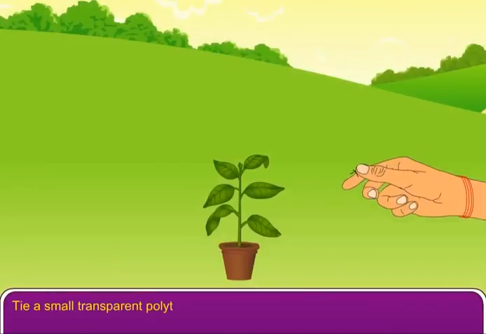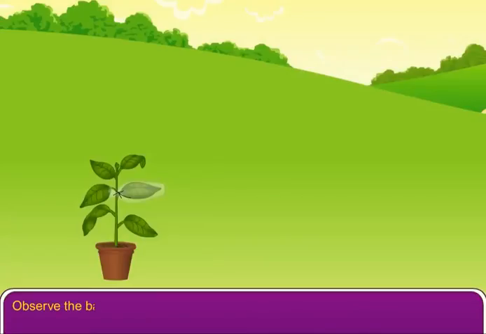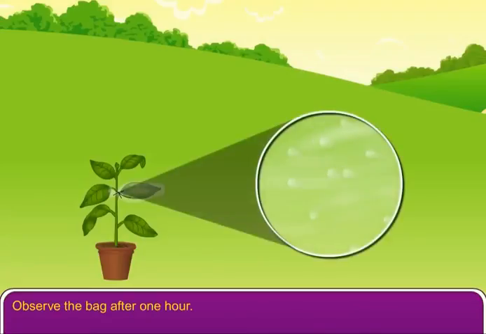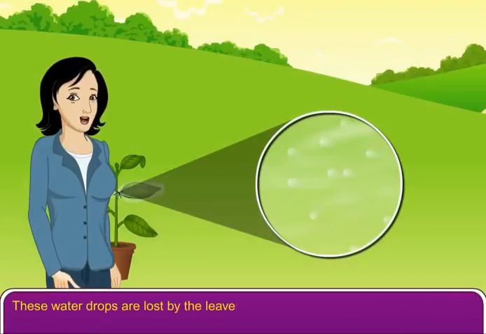Tie a small transparent polythene bag around a few leaves of a potted plant. Observe the bag after 1 hour. You will find small drops of water in the bag. These water drops are lost by the leaves during the process of transpiration.